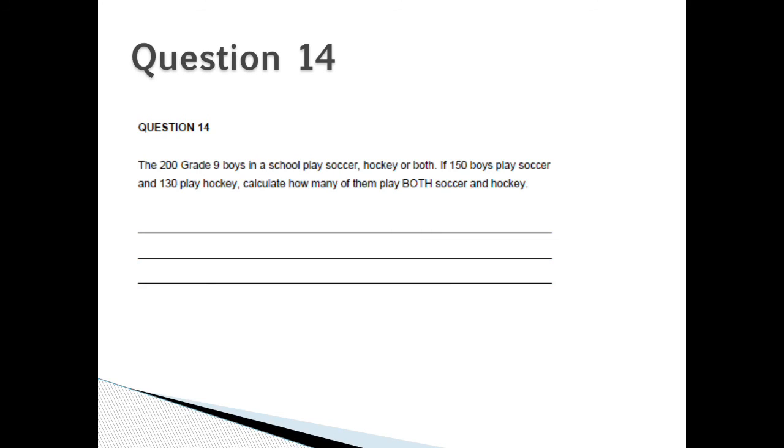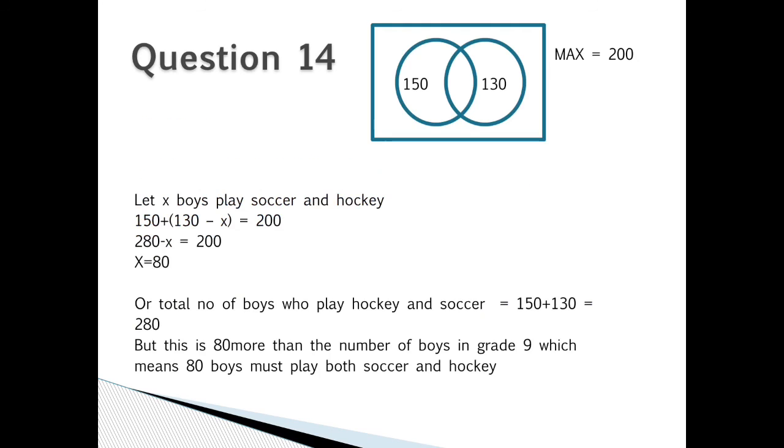Question 14. The 200 grade 9 boys in a school play soccer, hockey, or both. If 150 boys play soccer and 130 play hockey, calculate how many of them play both soccer and hockey. From the diagram, we can see that 150 play soccer and 130 play hockey, leaving some that play both. The maximum number of students in total is 200. So, if you let X boys play soccer and hockey, that's 150 plus 130 minus X. It will equal the total number of boys in the school, which is 200. If you work out X, you will end up with 80.